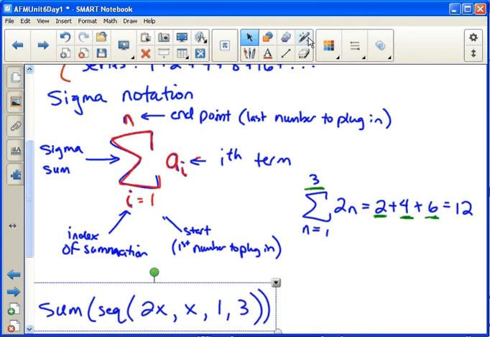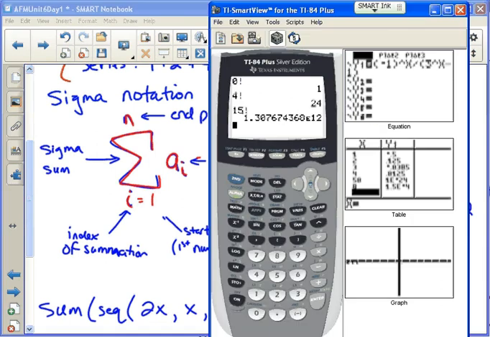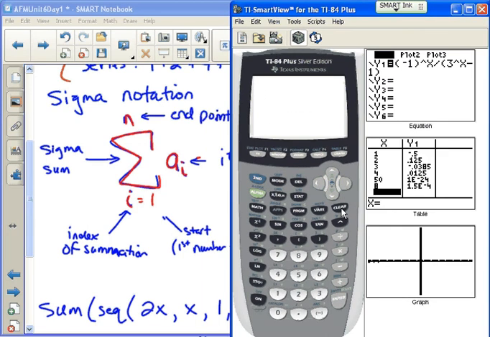So if you go to second stat, stat is right below delete. You go to second stat, it says list. Then you go over to math. The fifth one down is sum. Then you go back to second stat. You go to OPS. The fifth one down is sequence. So you have sum of the sequence, which if you remember, is the definition for a series.